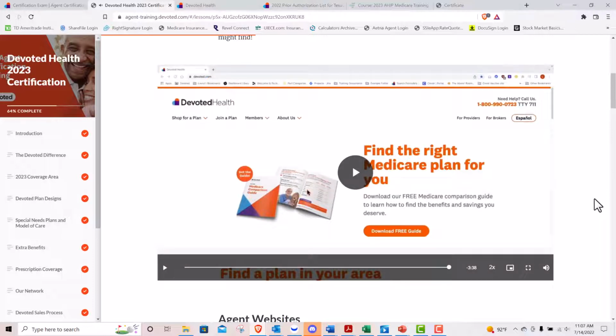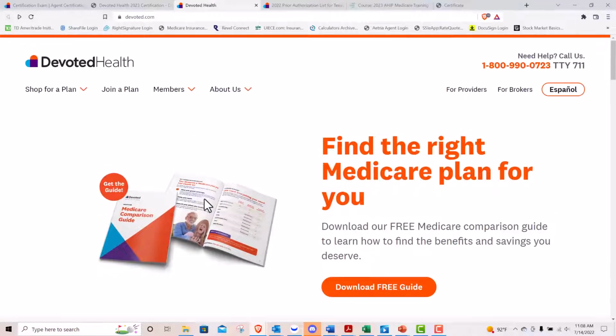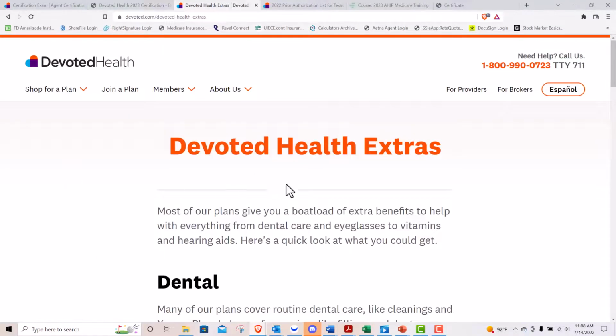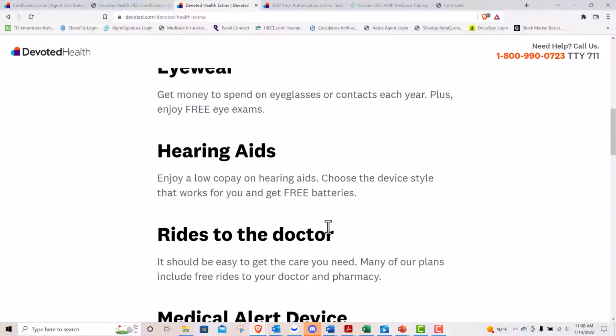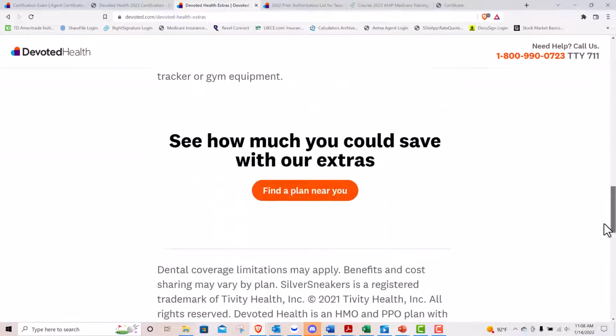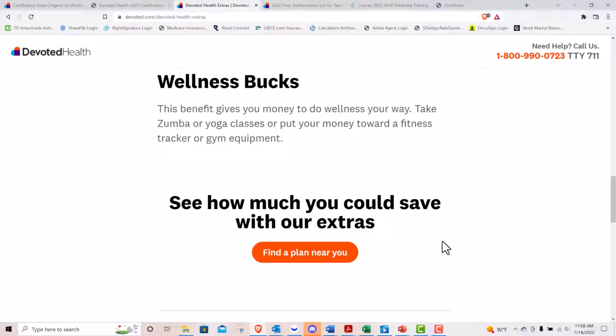All right, so it looks like you can do everything like they said through this Devoted site without even logging in. Get important information. That's really good that they have the dental codes down there. So let's try to take a look. Where was that? Learn about extras. Dental. No, there's something else. They got Silver Sneakers. That's good. Wellness bucks. I guess we have to find a plan near me.